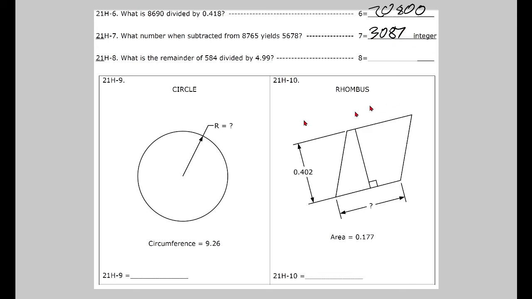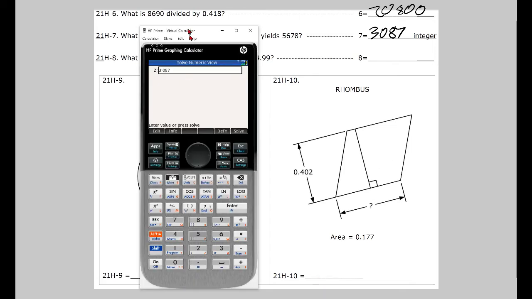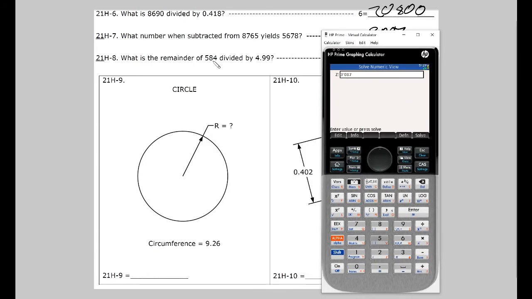So, fun fact. On number 8, what is the remainder of 584 divided by 4.99? So this one's a pretty interesting question. It's got a nice little trick. So we're going to do 584 divided by 4.99, and we want the remainder, right? And as you can see, we get kind of like a mixed number thing here going. We've got a whole number in 117, but then we've also got a decimal number with this 0.34068, all that stuff.